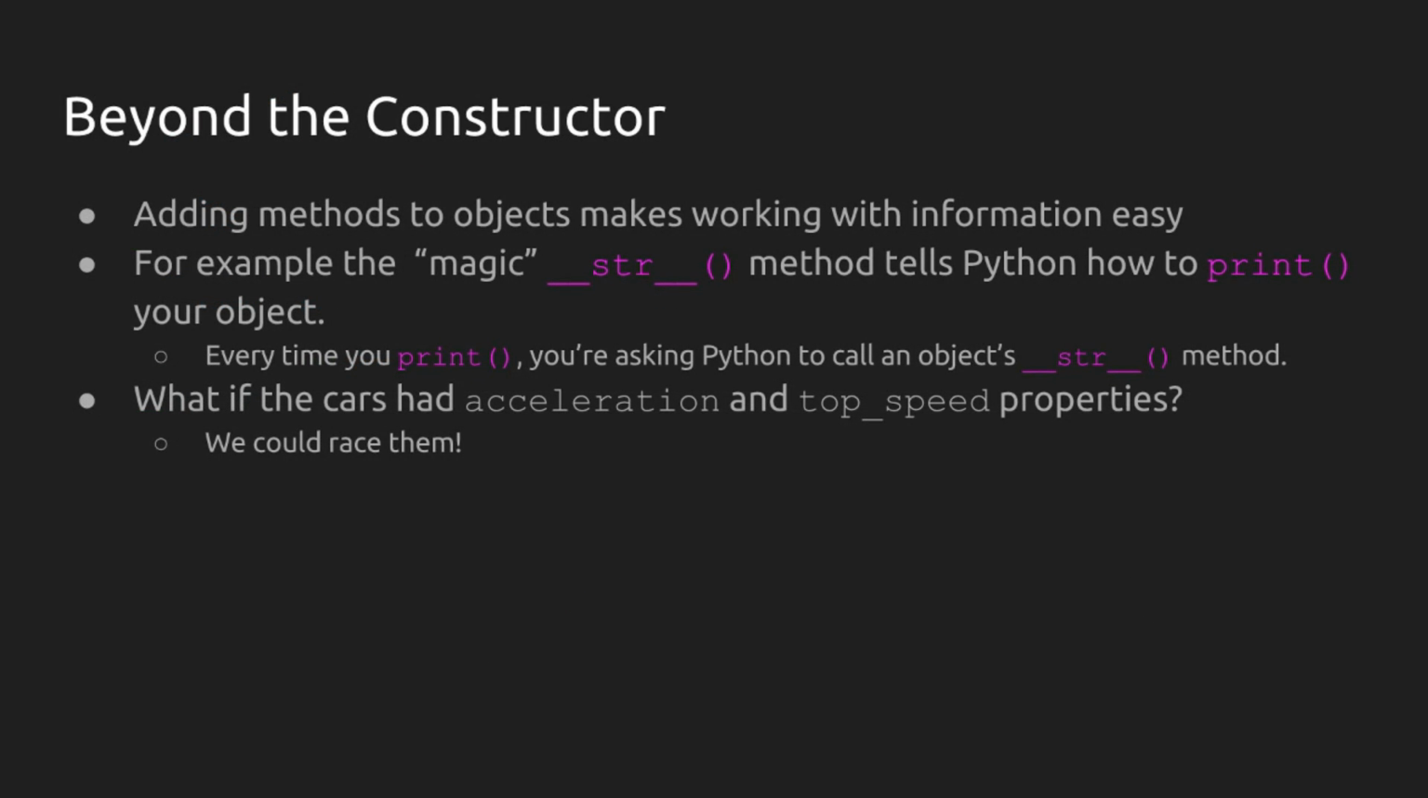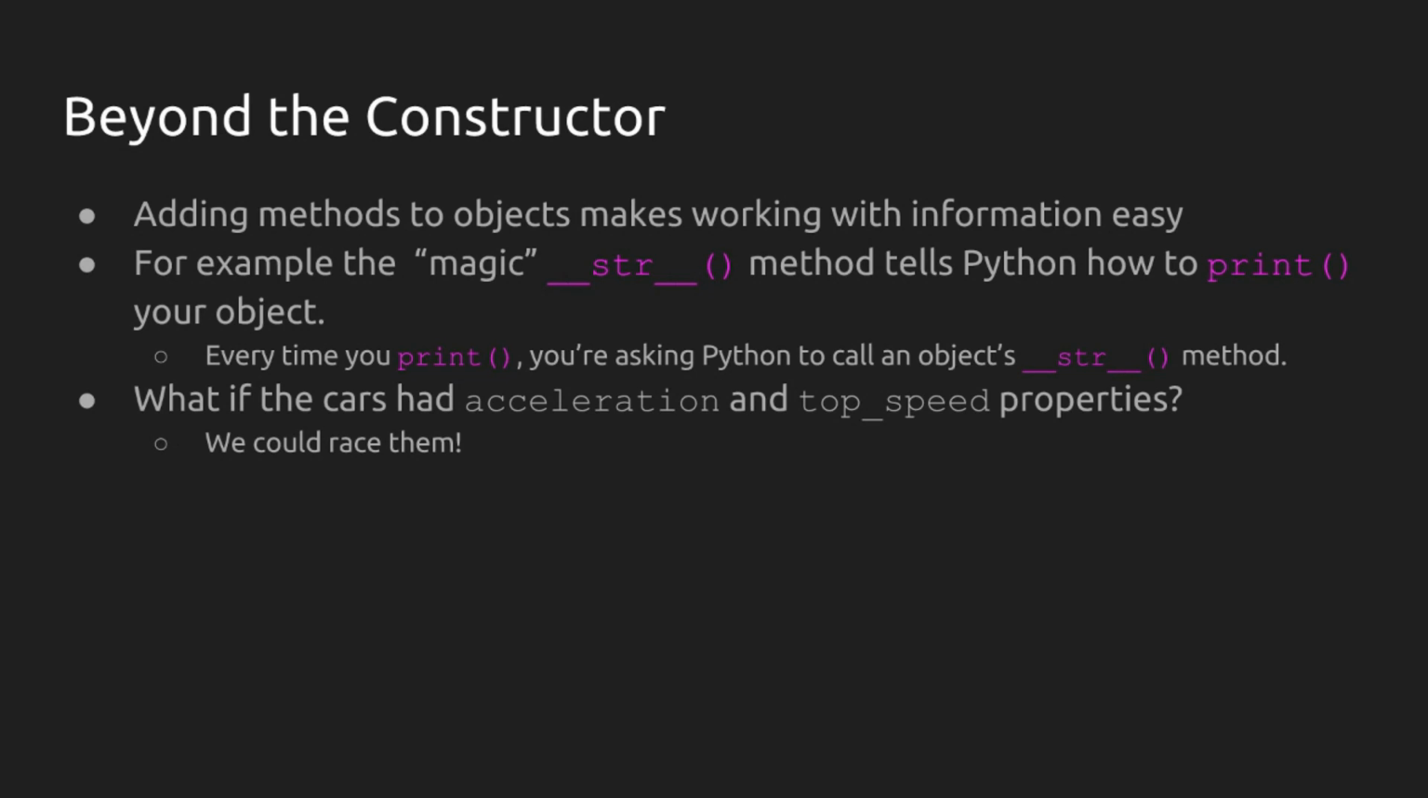As you can see, adding methods to objects makes working with information easy. We've got our magic string function that tells Python how to print the object. And just remember that every time we print anything, what we're actually doing is asking Python to call an object's built-in dunder string dunder method, even when we're asking it to print an integer or simple primitives like that. There's a built-in dunder string dunder because everything in Python is an object.